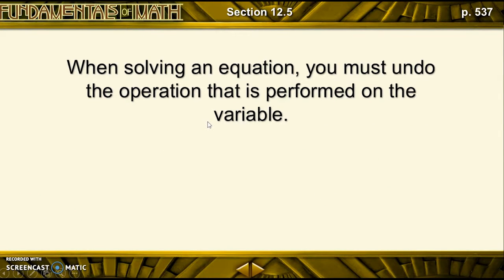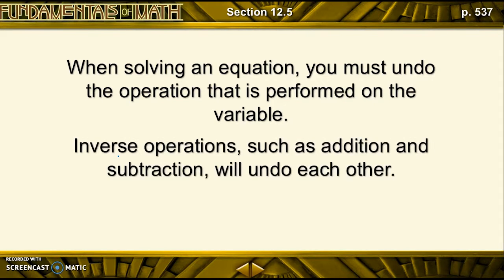When solving an equation, you must undo the operation that is performed to the variable. We kind of did this a little bit when we were working on geometry, and we're going to get more into it now. To do this, you use the inverse operation, such as addition and subtraction will undo each other.